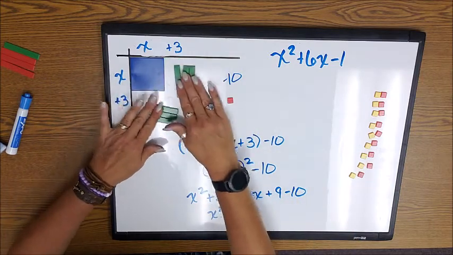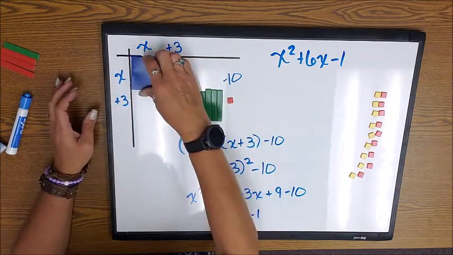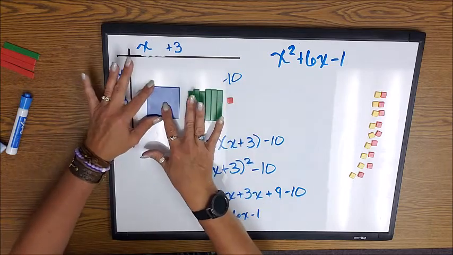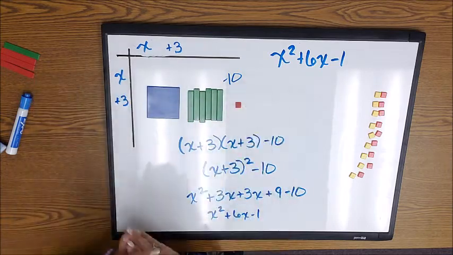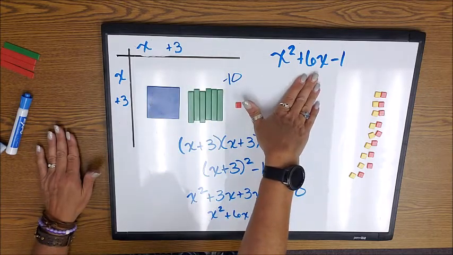And what I'm left with is my x squared, my 6x's, and my minus 1. So these tiles, again, represent what I've done here.